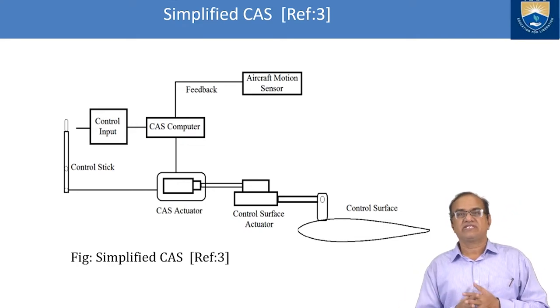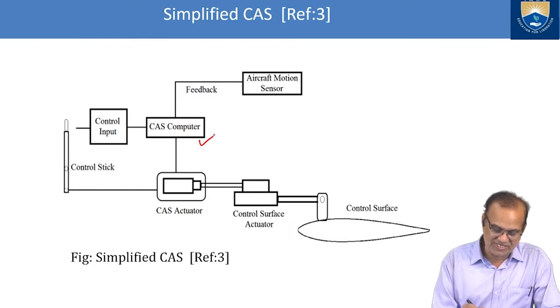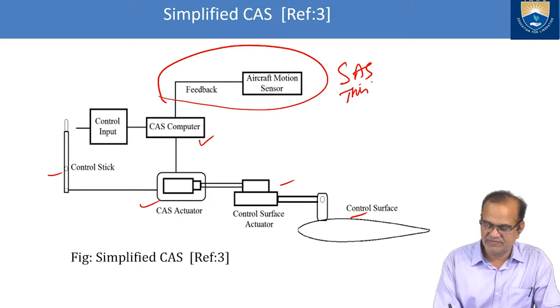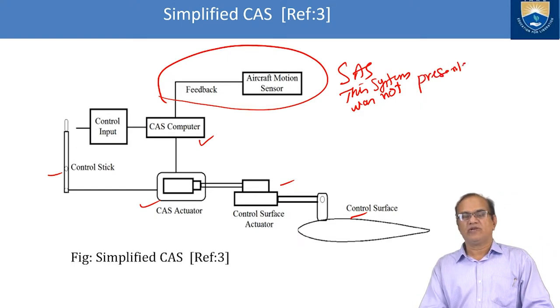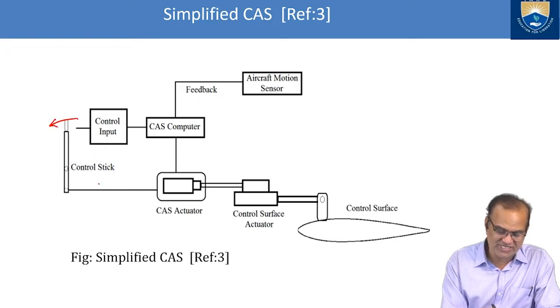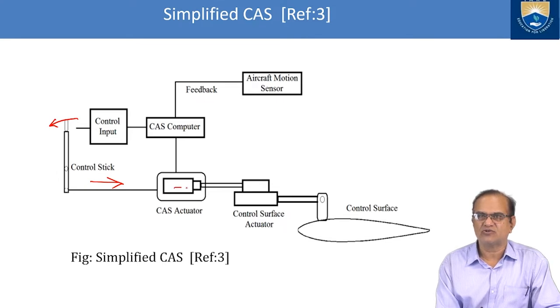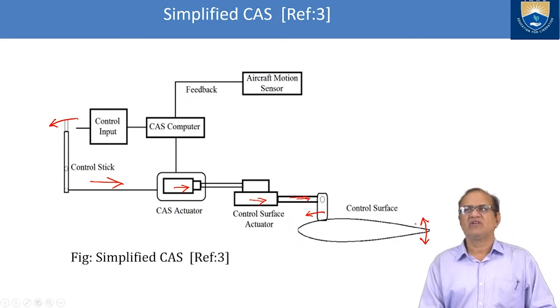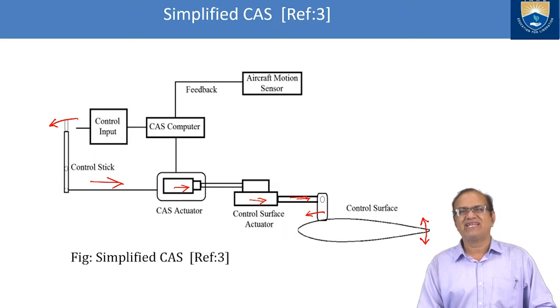Now, if you see, what is the difference from the previous one? This was there, this was there, this was there, this was there. This was not there in SAS. Here you can see that we have the control stick. This control stick is operated by the pilot, and as and when the pilot moves this, this control rod will go here. CAS actuator will also give some signal to the control surface actuator. This will move in this direction, either this way or this way. Any one side will be done. So you can see that it is working.